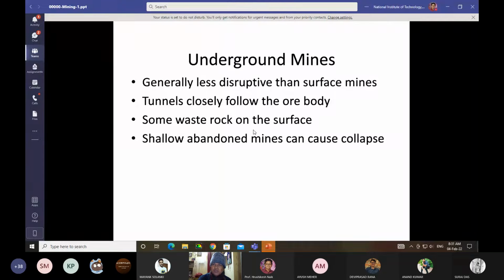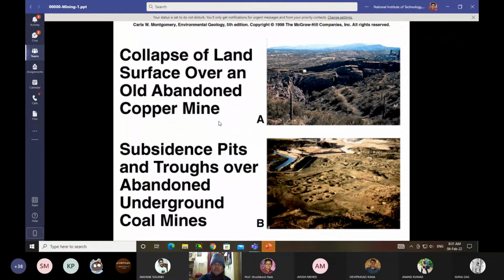Shallow abandoned mines can cause collapse of the roof. So this is the collapse of the land surface. Collapse of land surface over an old abandoned copper mine. So subsidence also sometimes takes place. Subsidence pits and troughs over abandoned underground coal mines are also found.